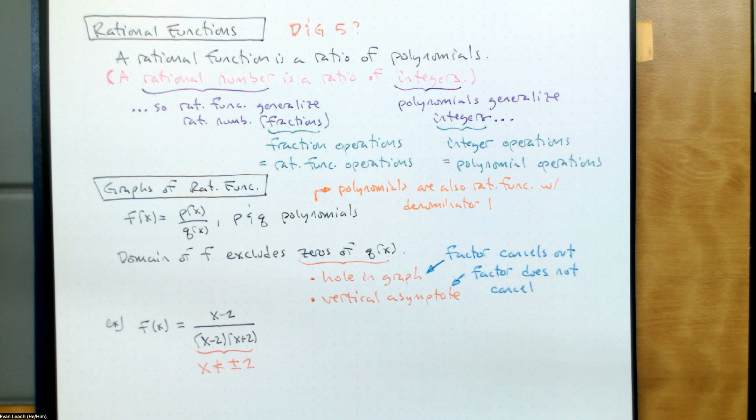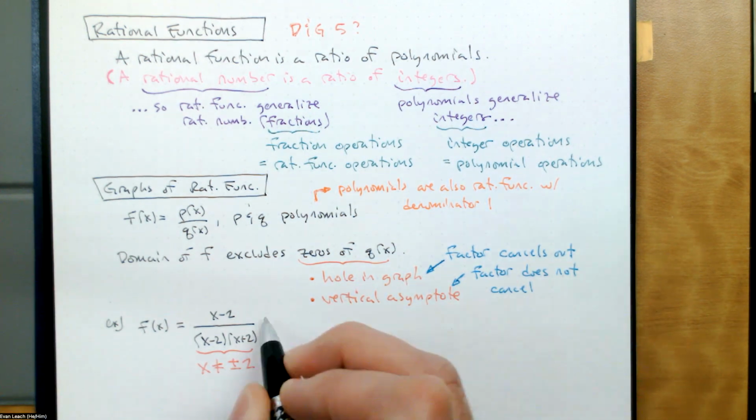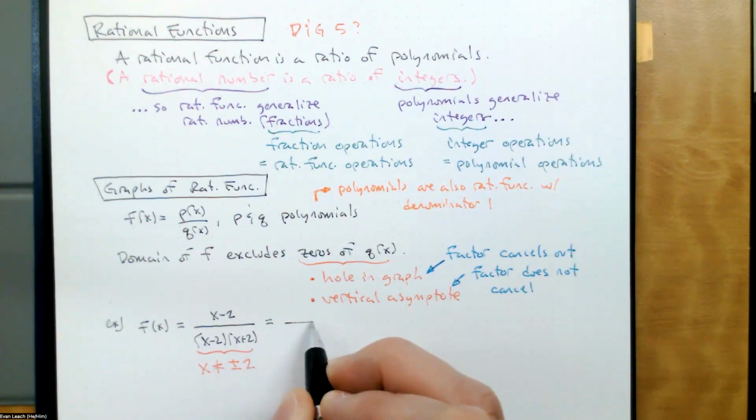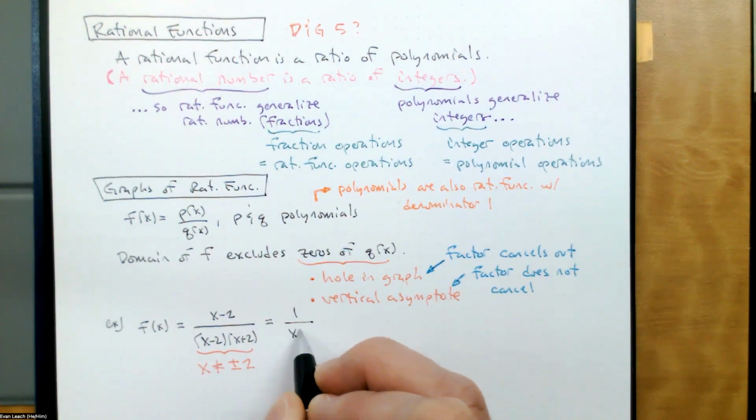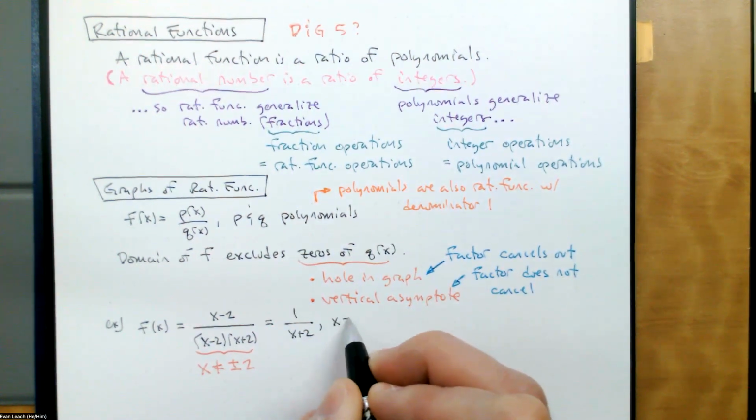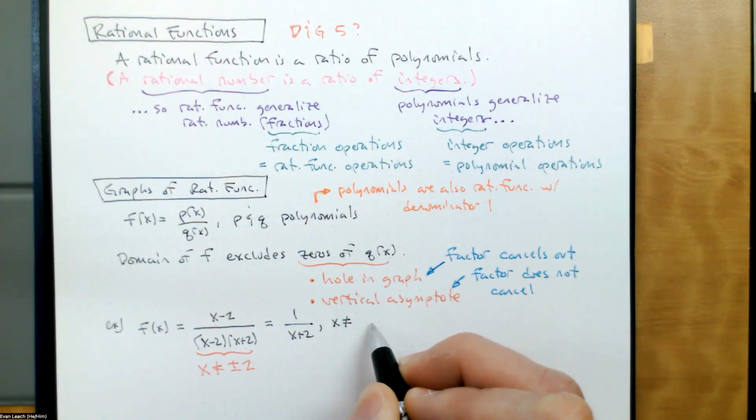So we'll have a hole in the graph or a vertical asymptote at both of these points. The x minus 2 factor cancels out, and so there's no more x minus 2. That tells us that there's a hole in the graph at 2 and a vertical asymptote at negative 2. If we simplify this, it is equal to 1 over x plus 2, so long as x is not 2.